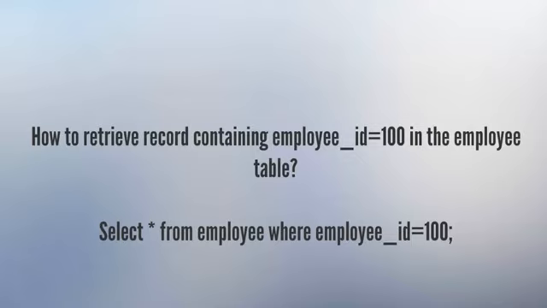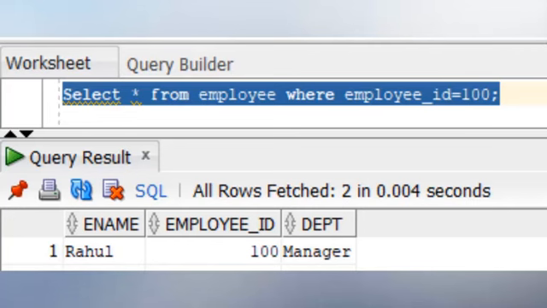How to retrieve the record containing employee ID equal to 100 in the employee table? Select star from employee where employee ID is equal to 100. Means it will retrieve the record with employee ID equal to 100 from the employee table. I have executed this query in SQL Developer. So our required output is Rahul, 100 and manager.